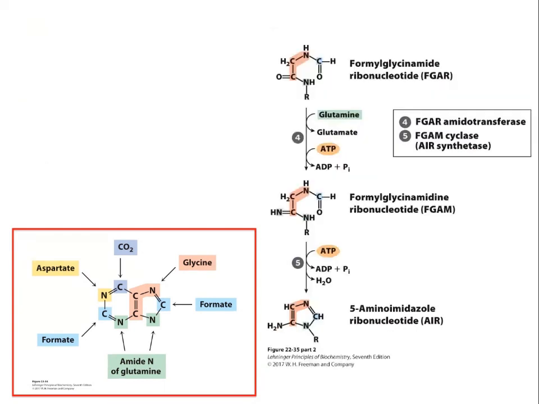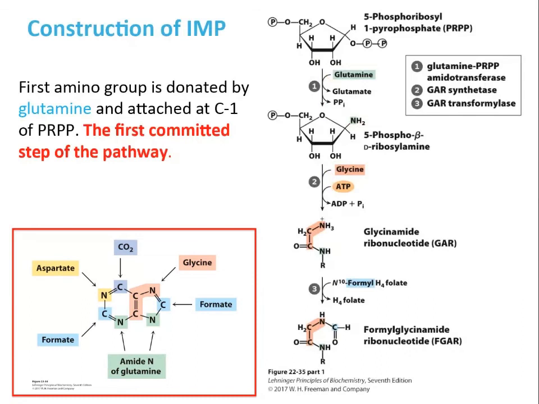But know that the committed step is this one, okay? The first amino group is donated by glutamine and attached at C1 of the ribose, the first committed step of the pathway. So enzyme number 1, glutamine PRPP amidotransferase, is the committed step in this pathway.